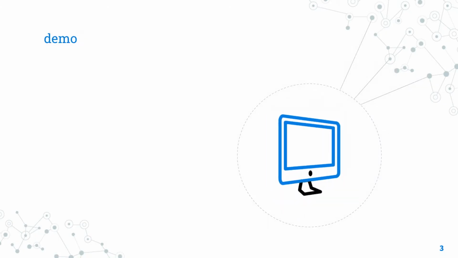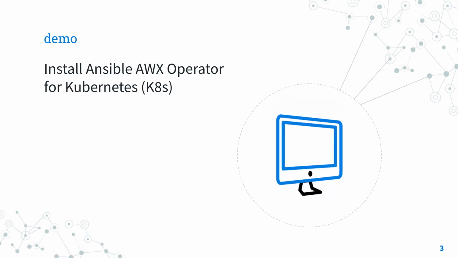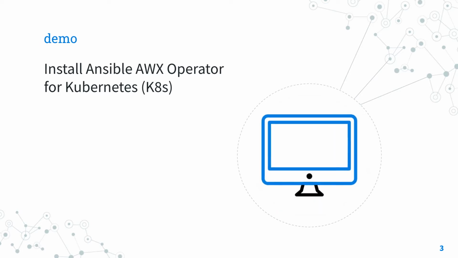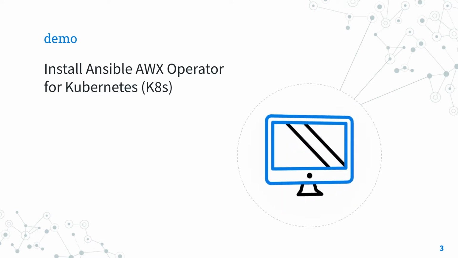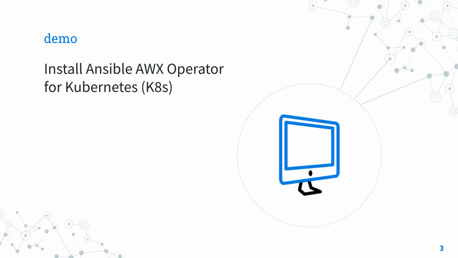Demo time. How to install Ansible AWX Operator for Kubernetes. I'm going to show you how to install the latest Ansible AWX Operator in a local Red Hat OpenShift Local, formerly Red Hat CodeReady Containers. This is a great Kubernetes environment ready to use out of the box that you can install in your server or workstation, so it's the best way to touch the Kubernetes and OpenShift setup.